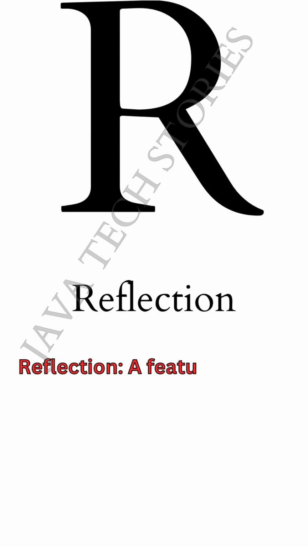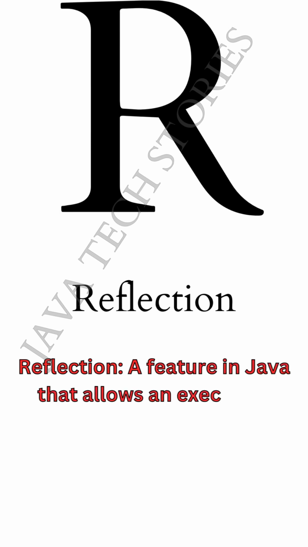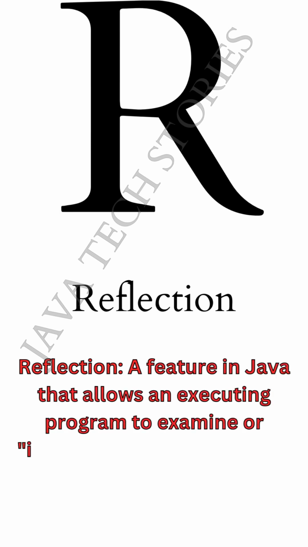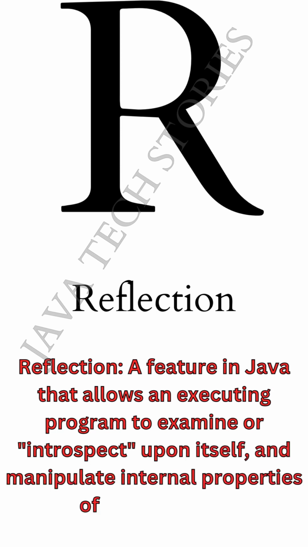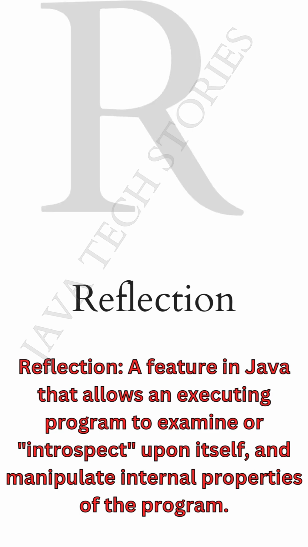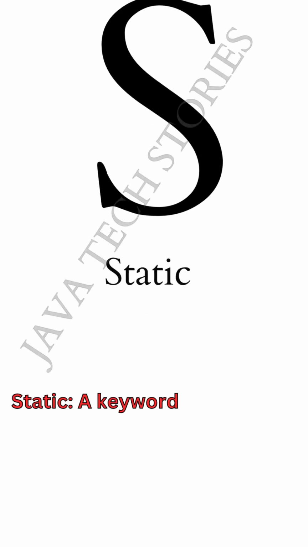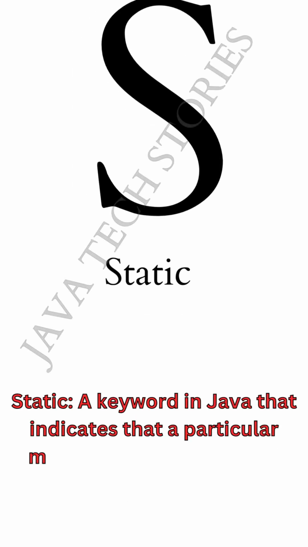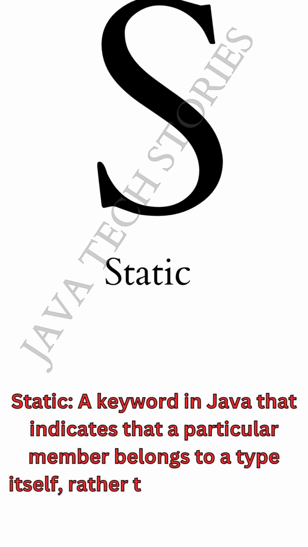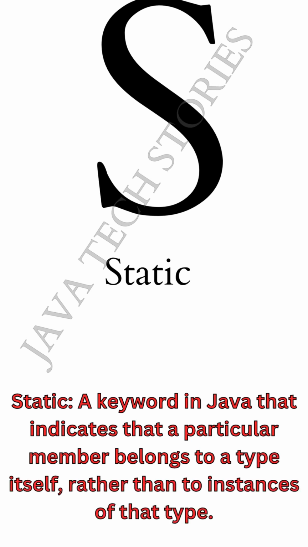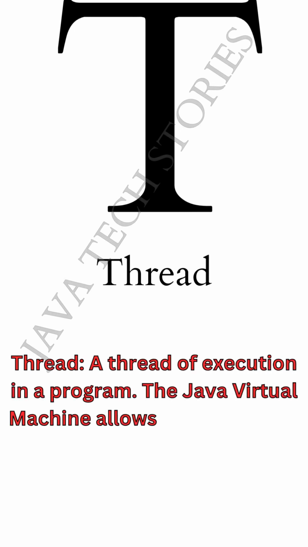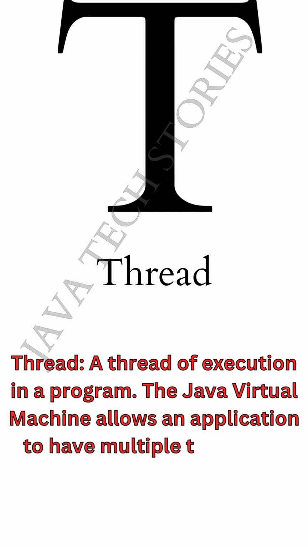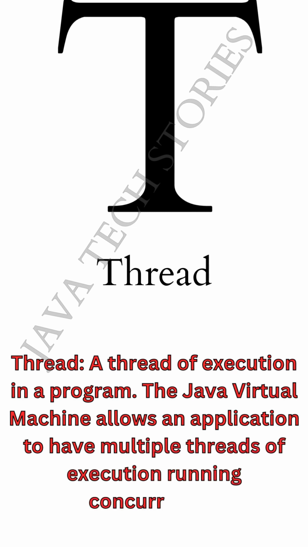Reflection, a feature in Java that allows an executing program to examine or introspect upon itself and manipulate internal properties of the program. Static, a keyword in Java that indicates that a particular member belongs to a type itself, rather than to instances of that type. Thread, a thread of execution in a program. The Java virtual machine allows an application to have multiple threads of execution running concurrently.